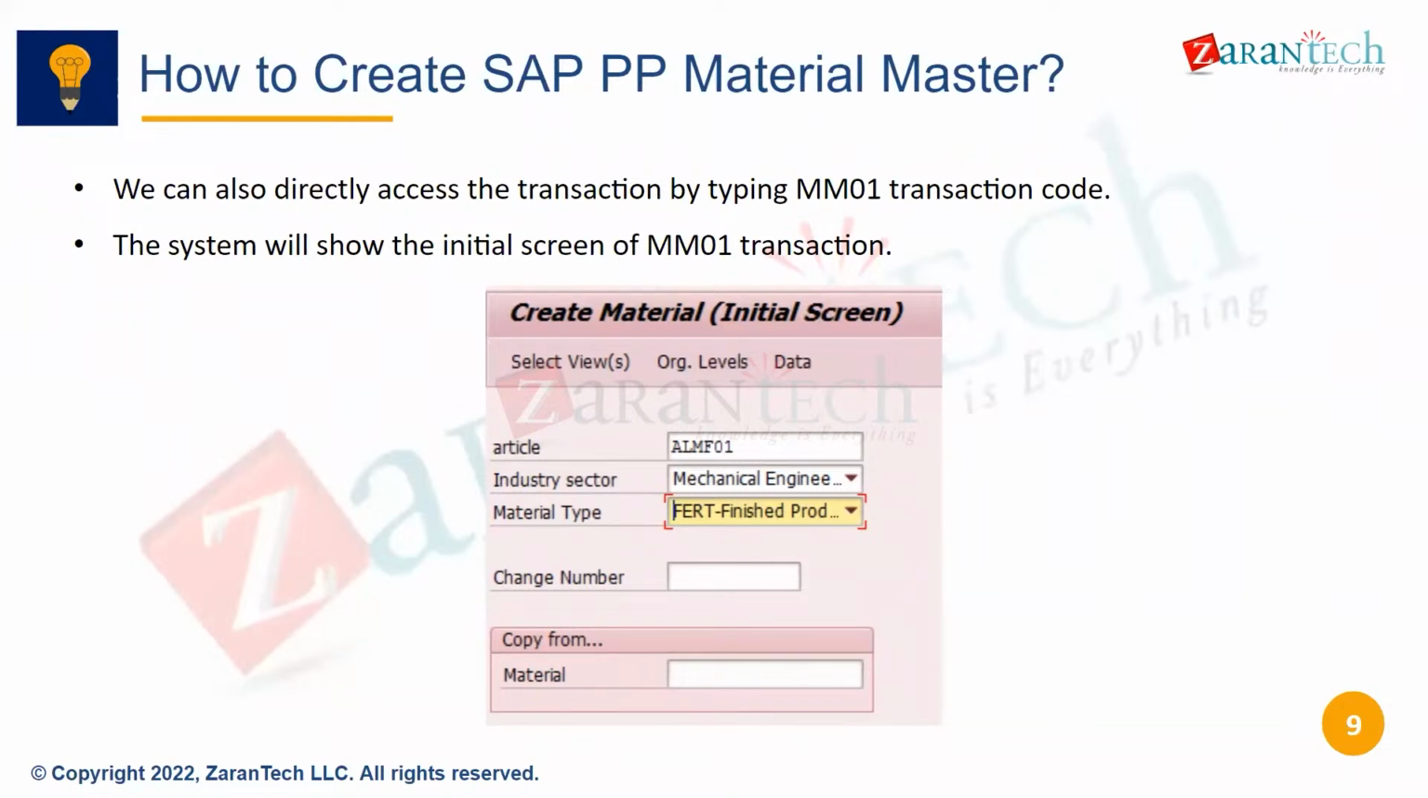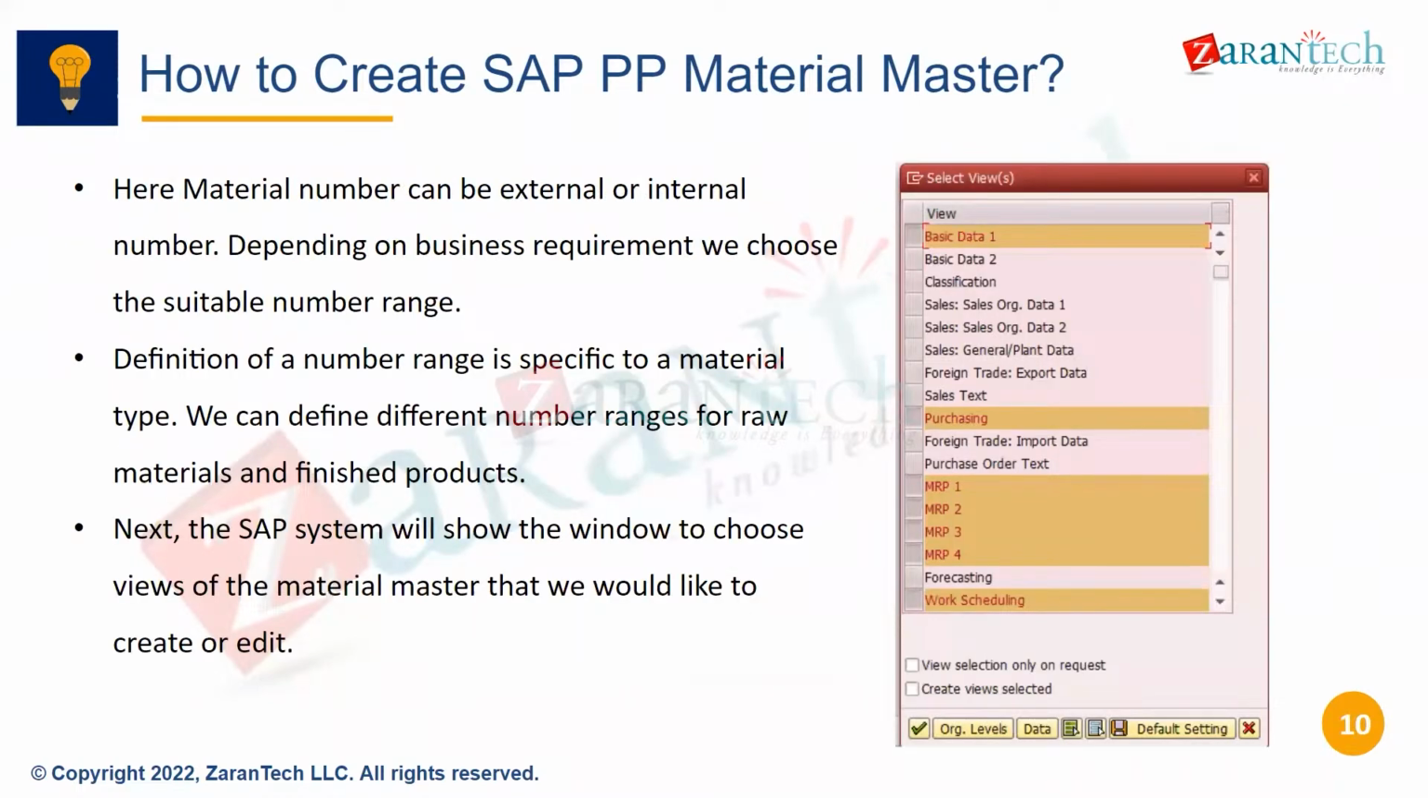So transactions, you might be aware, MM01 is create, MM02 is change, and MM03 is display. That's the standard SAP transaction pattern. For most transactions, 01 is always create, 02 is change, and 03 is display. Okay. Now, these are the views we are talking about.